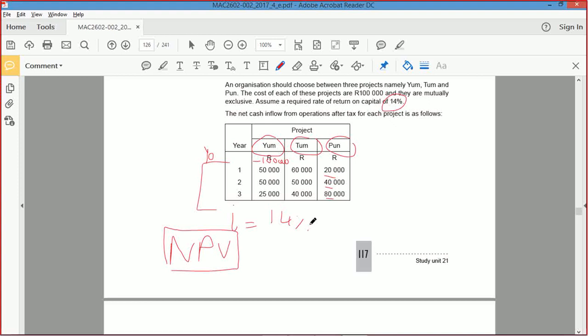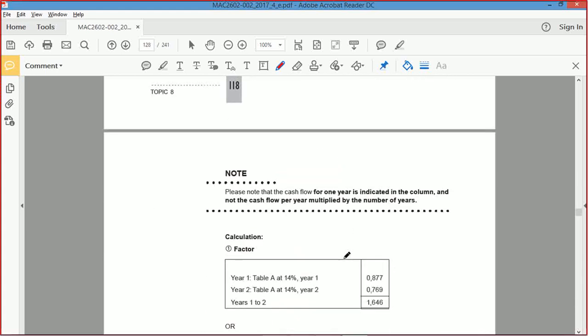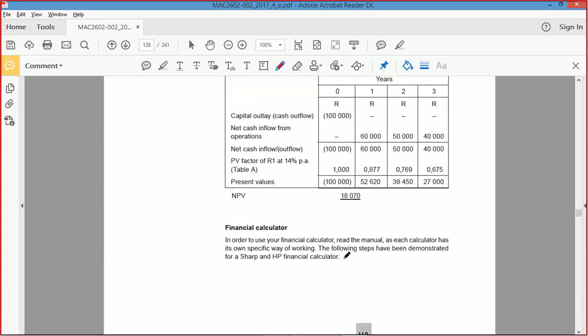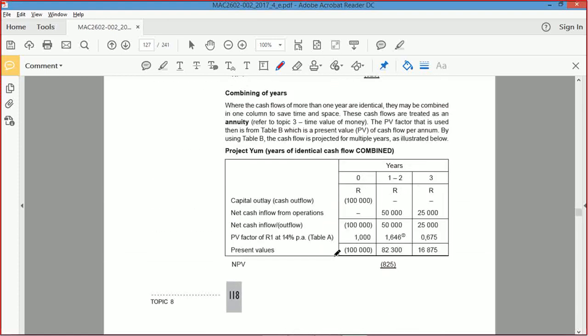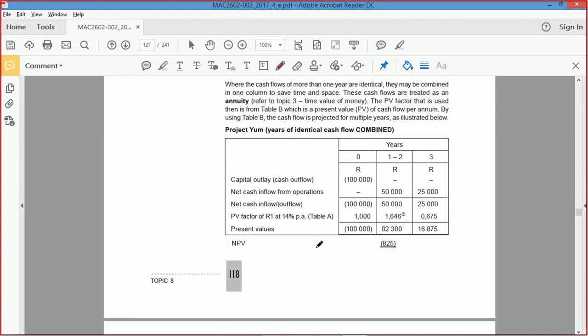50,000, 25,000 for year 2. 14% is my rate, and then the second function NPV. I got negative 792.68654. Let's check. Where is Y? First project's Y. This one, 825. I got 792. Let me try it again. Let me do it on my calculator as well.